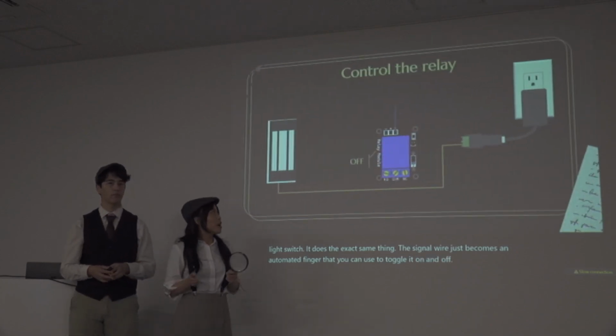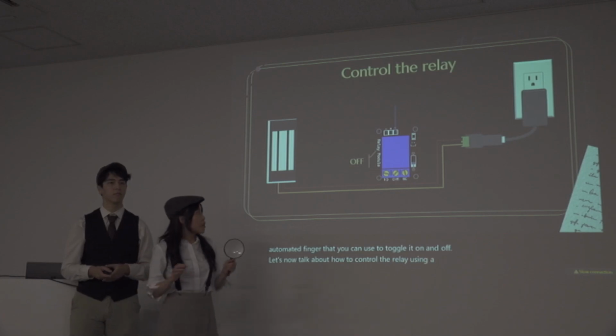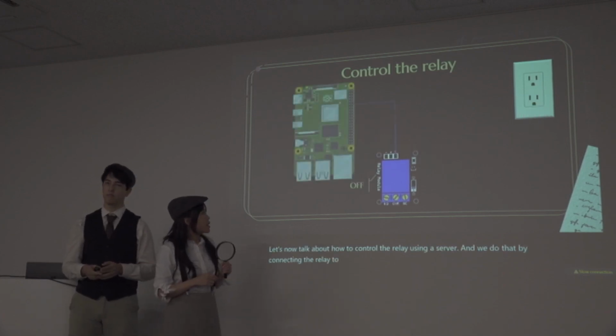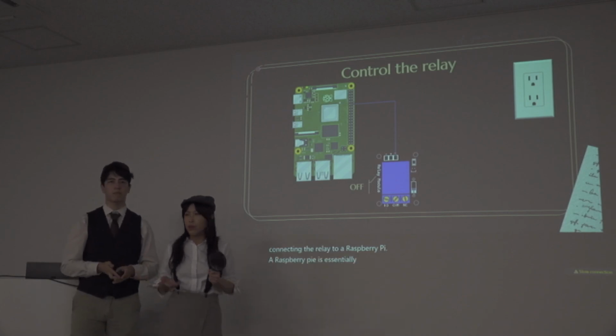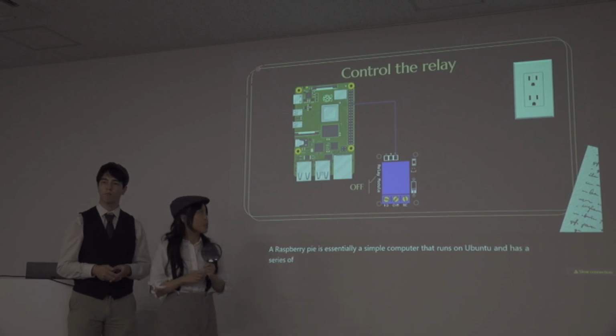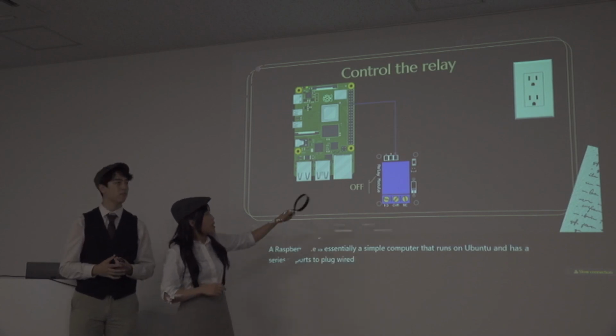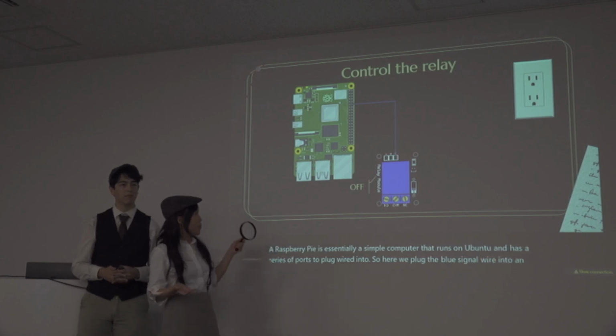Let's now talk about how to control the relay using a server. And we do that by connecting the relay to a Raspberry Pi. A Raspberry Pi is essentially a simple computer that runs on Ubuntu and has a series of ports to plug wires into. So here we plug the blue signal wire into an arbitrary port on the Raspberry Pi.